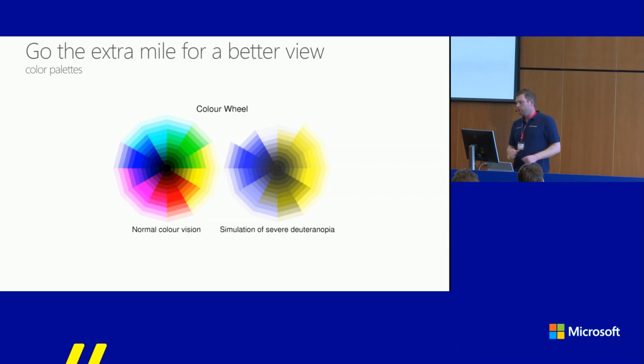And then pay attention to the colorblind people. 1 in 12 men are actually colorblind. And there are different degrees, but for colorblind people the right chart is what they see, and the red and green colors are almost the same. And red and green are actually the most important colors on charts. So pay attention to that.